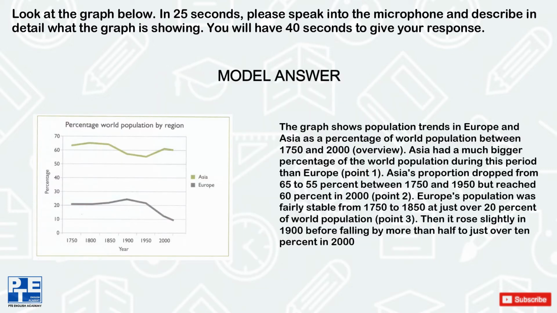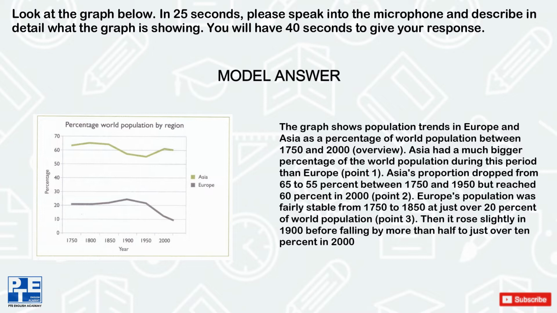The graph shows population trends in Europe and Asia as a percentage of world population between 1750 and 2000. Overview. Asia had a much bigger percentage of the world population during this period than Europe. Point 1. Asia's proportion dropped from 65 to 55% between 1750 and 1950 but reached 60% in 2000.